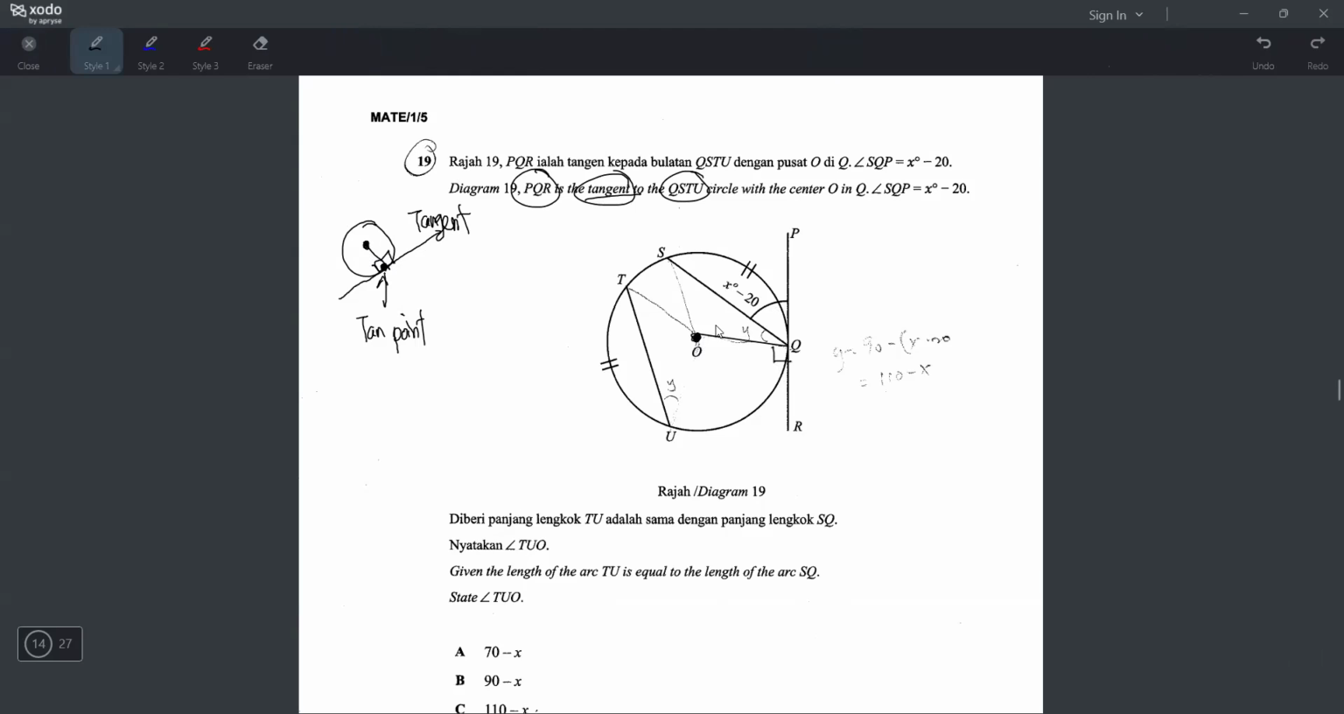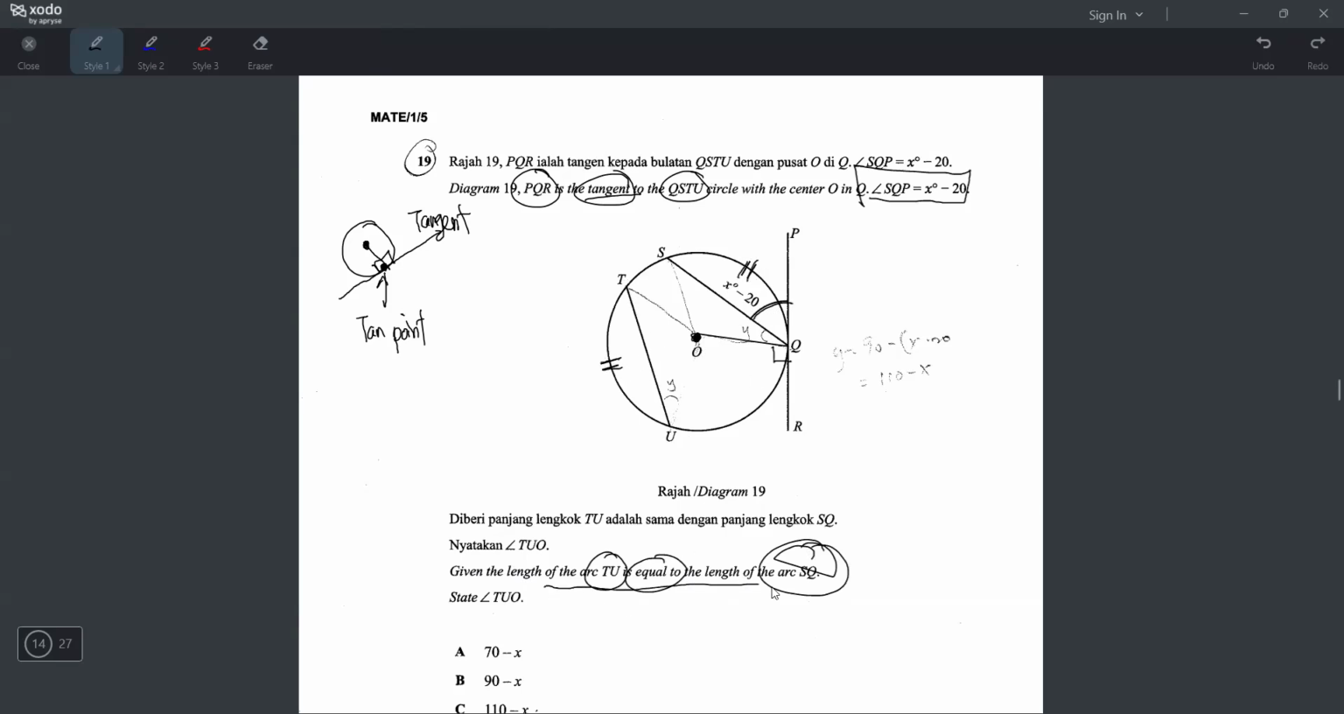Okay, now they say what? Tangent to QSTU, okay, here also 90, right? The total here, right? And then they already give me x minus 20 as the angle. Okay, no problem. And then they say what? With center O in Q, okay. And then SQP is x minus 20. Okay, this one they also labeled for me already. Okay, so far, okay. They say given the length of arc TU is equal to the length of arc SQ. So arc TU is here, this one, equal to SQ.